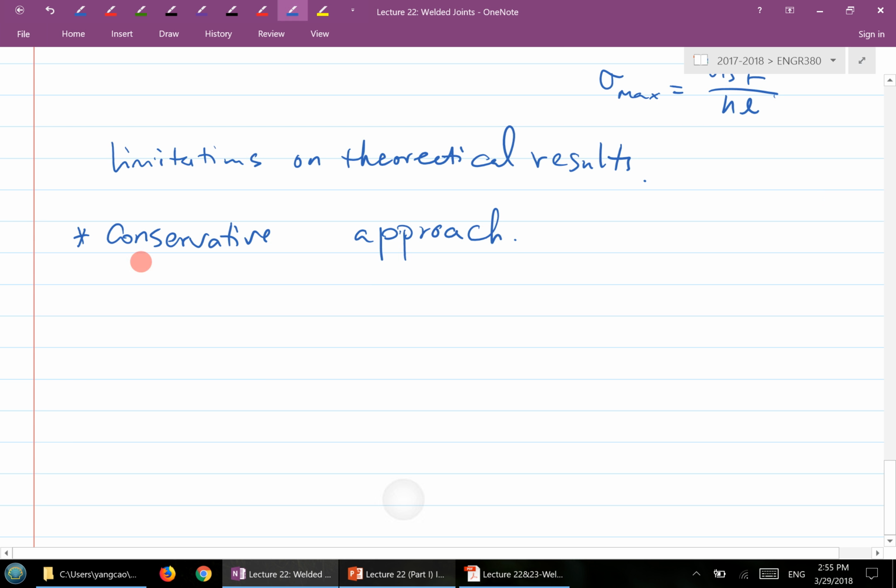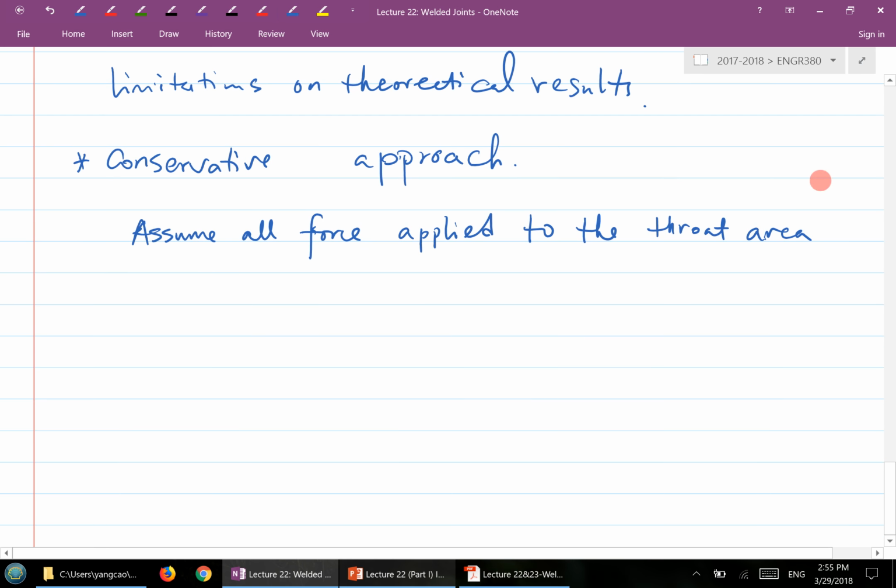So I'm going to write it down here. So basically assume all force applied to the throat area. Okay, to the throat area.